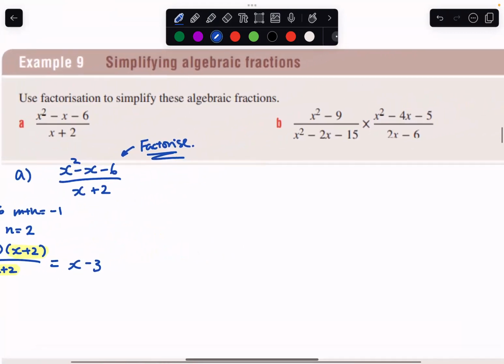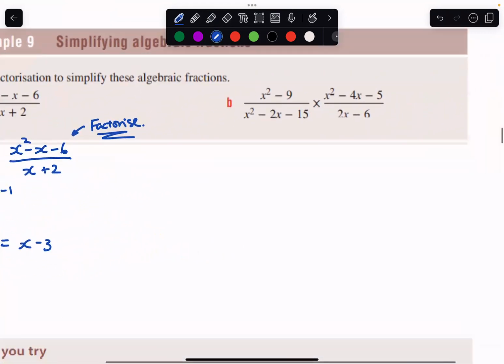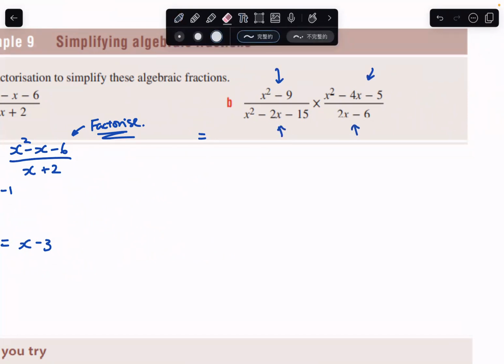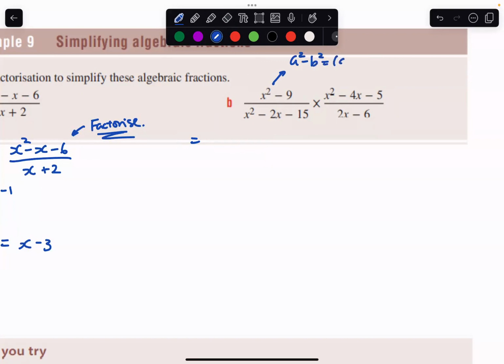Question B is a hard one. We're going to factorize this, this, this, and this. We factorize every single one. All right, I do the top one first: x squared minus 9. For this one we're going to use a squared minus b squared equals bracket a plus b times a minus b. So the top one equals x plus 3 times x minus 3.